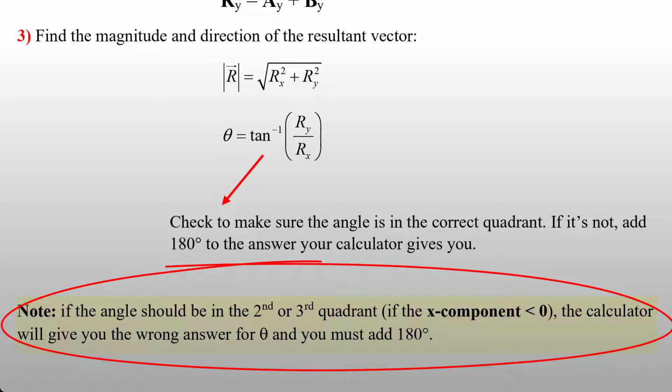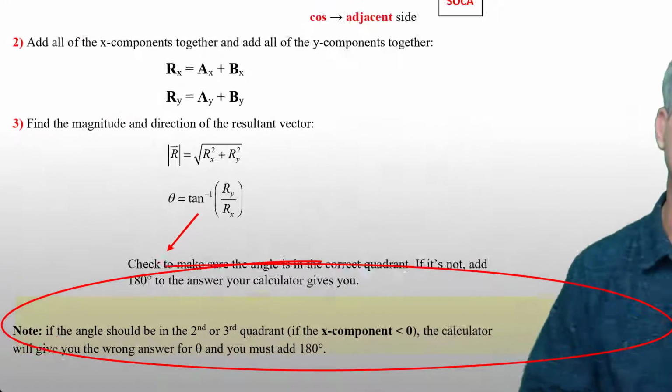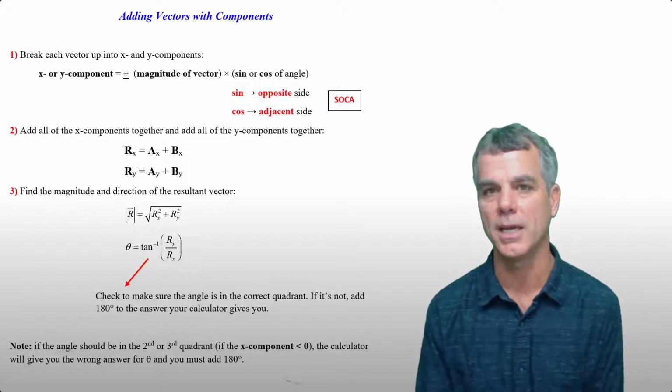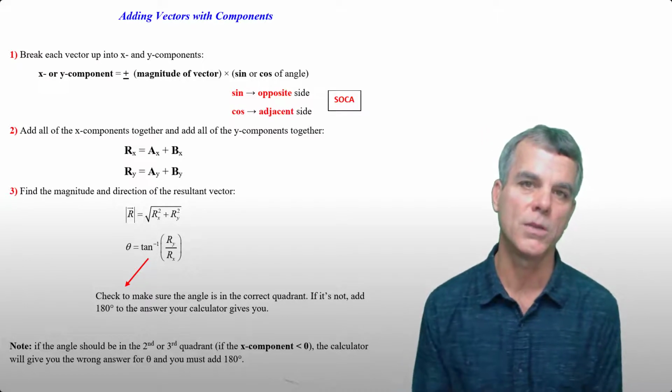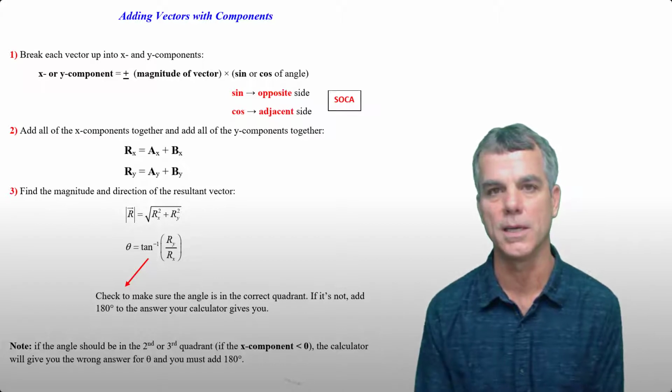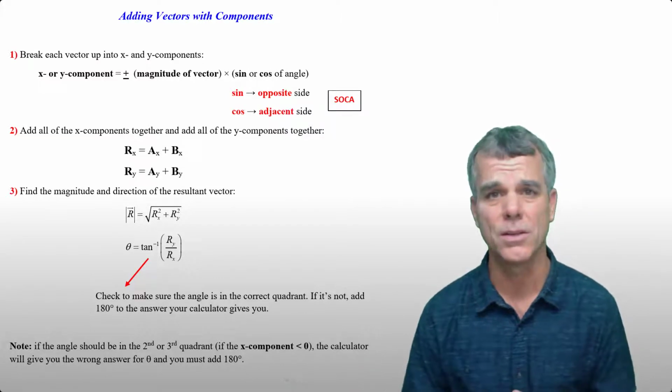How are you going to know if the answer should be in the second or third quadrant? Quite simply, if the x component is negative, then that angle should be in the second or third quadrant. So anytime you're doing inverse tangent and the x component is negative, your calculator will give you the incorrect angle and you need to add 180 degrees to the answer. And that's really all there is.